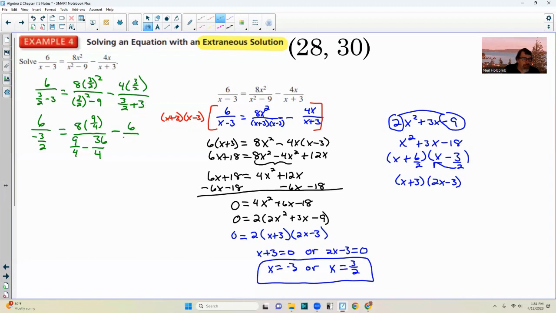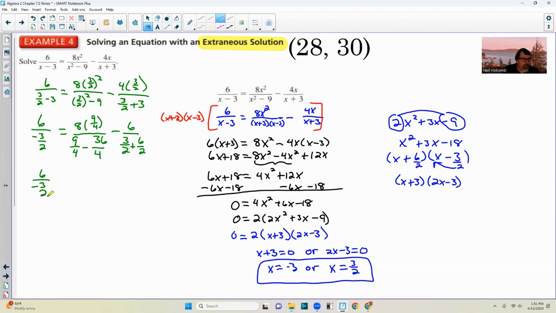Well, 3 halves, I'm going to just do this step. 3 is 9, or not 9, I'm sorry. 3 is 6 halves. 6 divided by 2 is 3. Okay, so there they are with all these fractions. And then I'm going to simplify again.